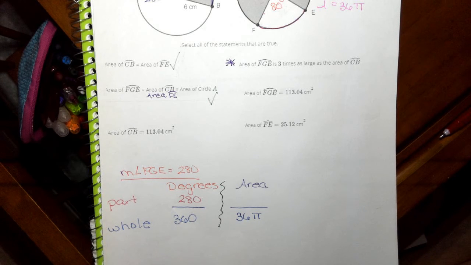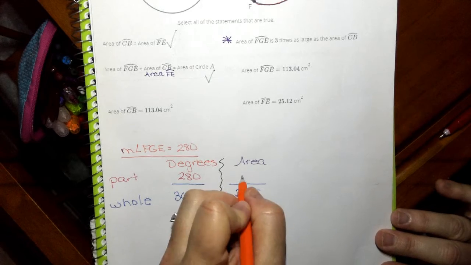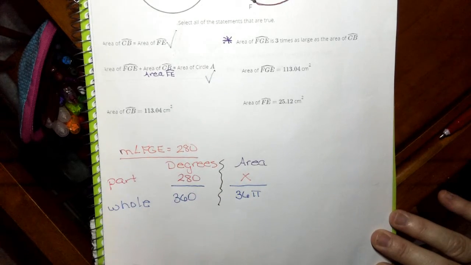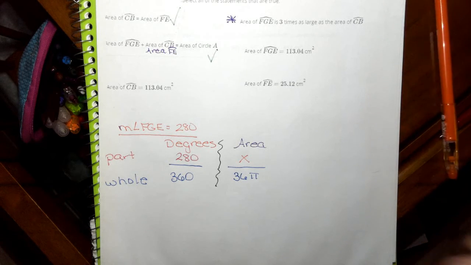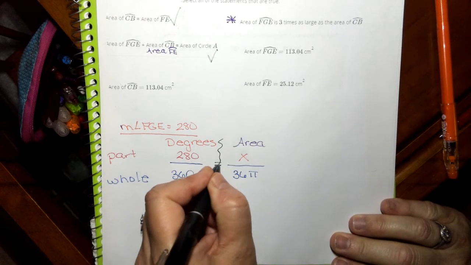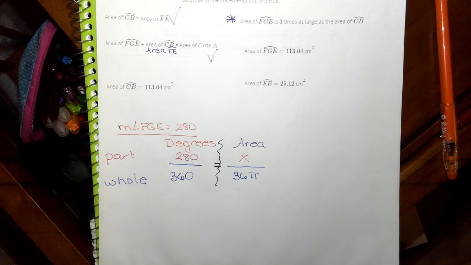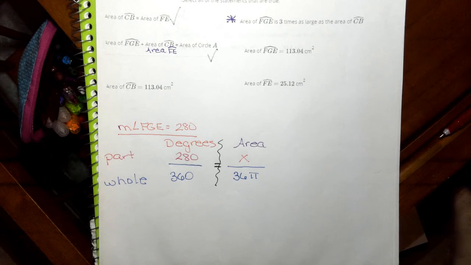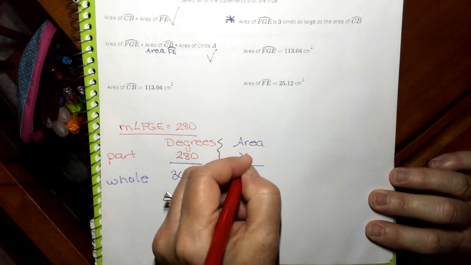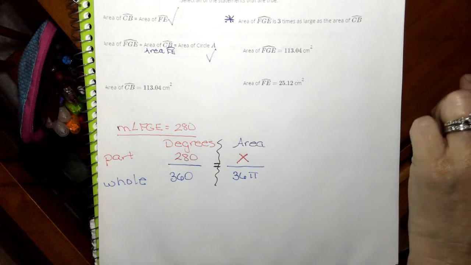And what is my top going to be? How do I know the area of this sector? I don't know that yet. That's the thing I don't know. So let's put in an X. Okay. And now we've got ourselves a ratio. Well, we've got two ratios which make a proportion, so we have two ratios that have to be in proportion to each other. And we're going to use cross multiplication to simplify that and solve for X.